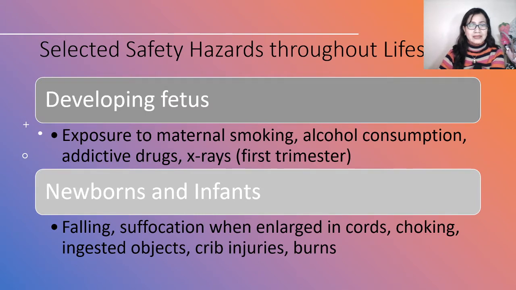Now we have selected safety hazards throughout lifespan. For the developing fetus, exposure to maternal smoking, alcohol consumption, addictive drugs, and x-rays, especially during the first trimester, could affect the safety of the developing fetus. Next, for newborns and infants, falls, suffocation when entangled in cords, choking, ingested objects, crib injuries, and burns are common hazards.